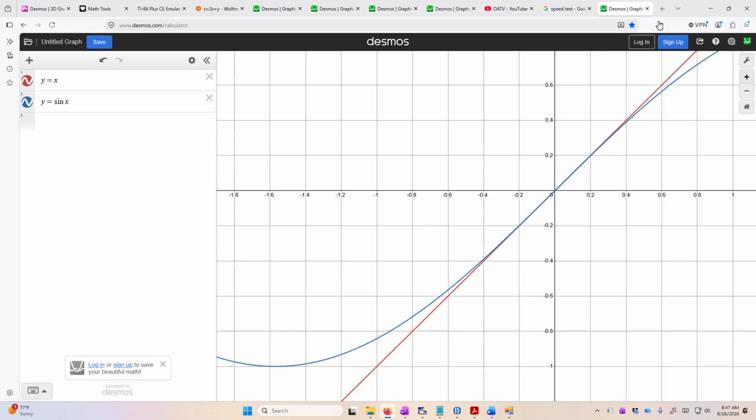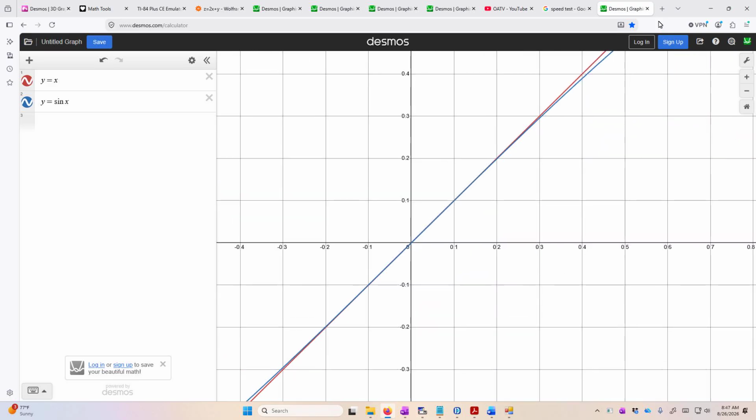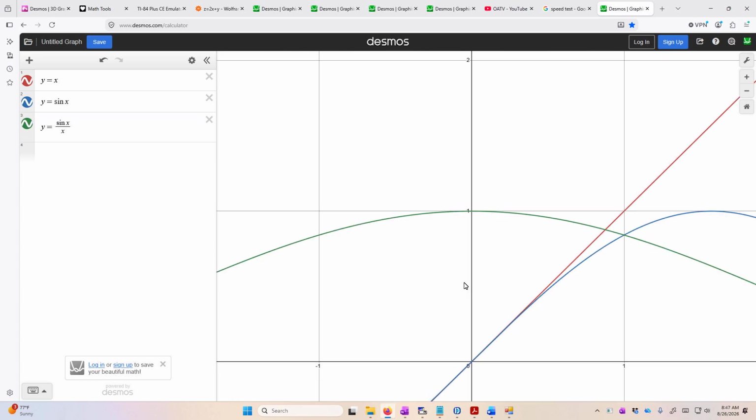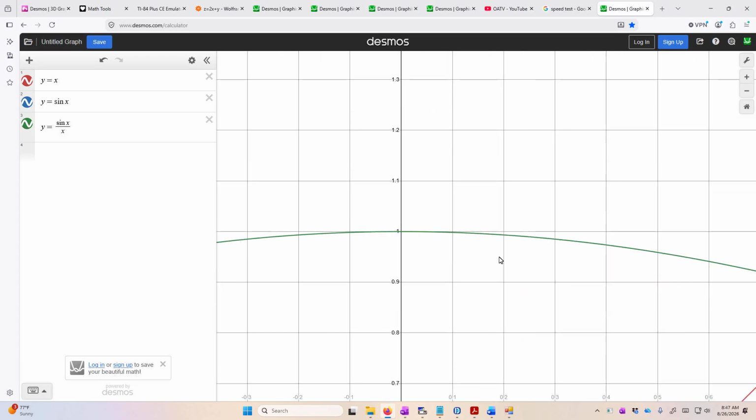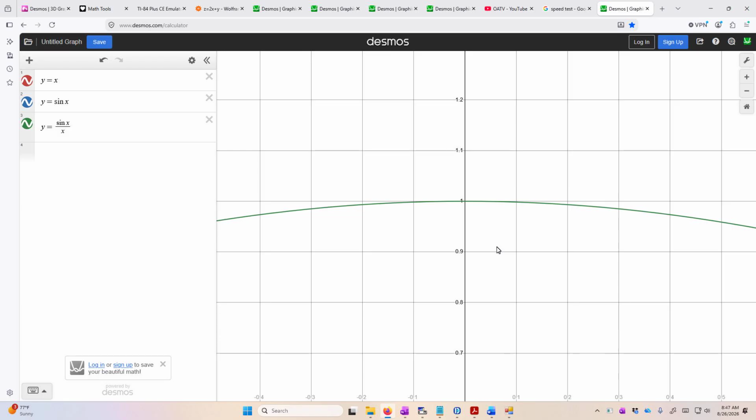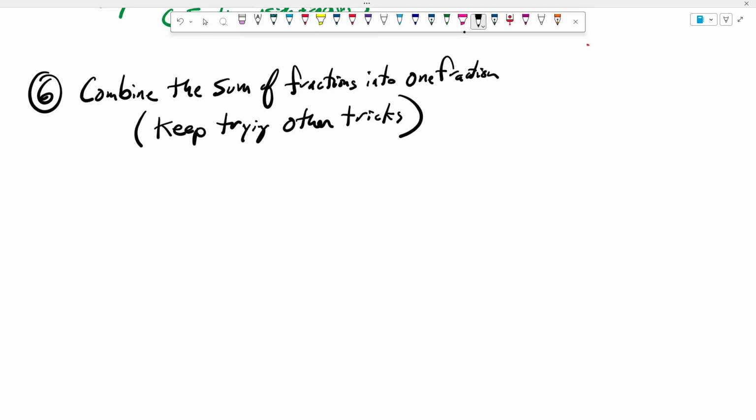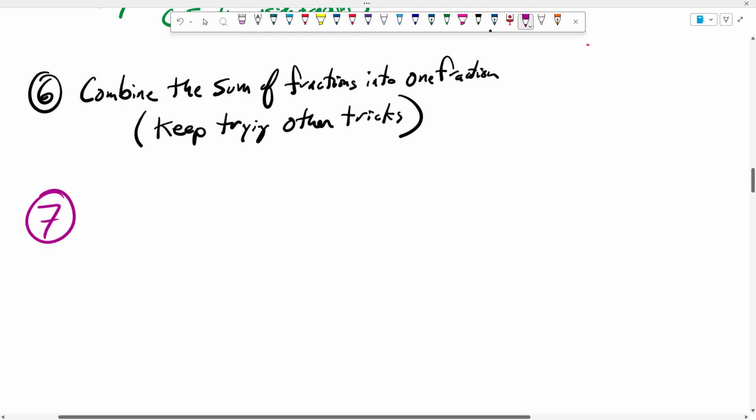Okay, and then if I show you this function, y equals sine of x over x, it's this green function. There is a hole right there at x equals 0. That function doesn't exist at x equals 0. However, as you approach from the left and the right, it gets closer and closer to 1. So the trick is you just memorize this one. And one of the ones we memorize is this one.